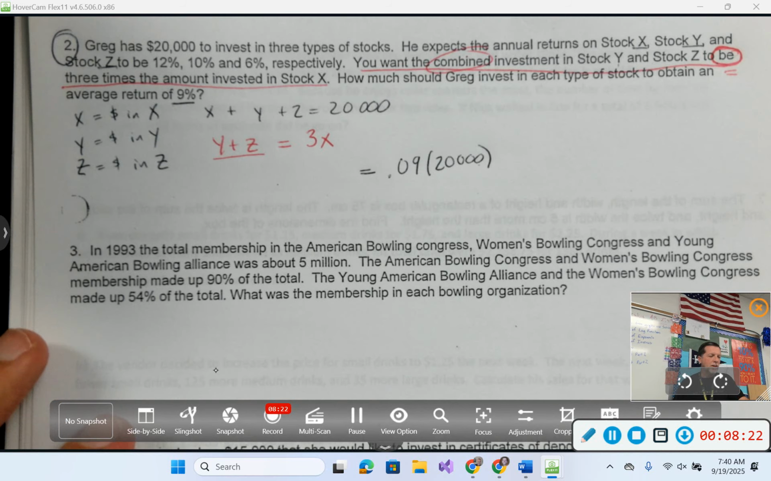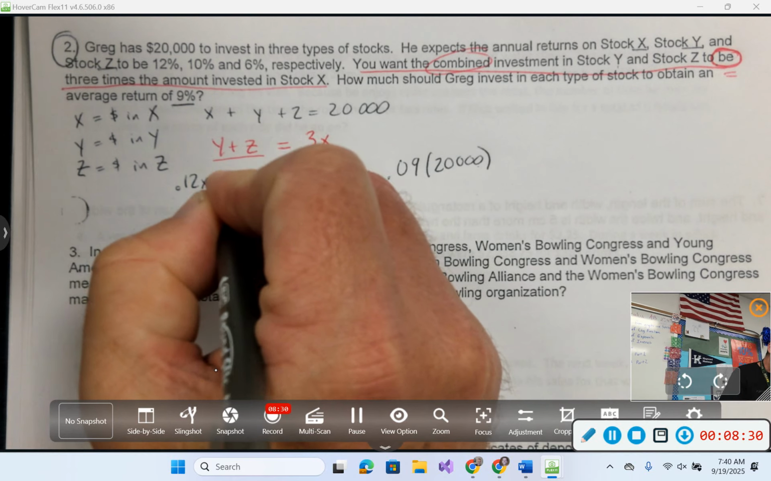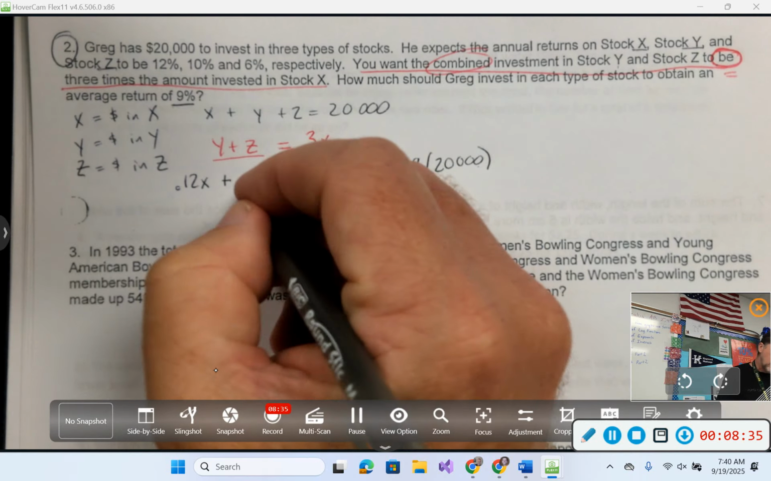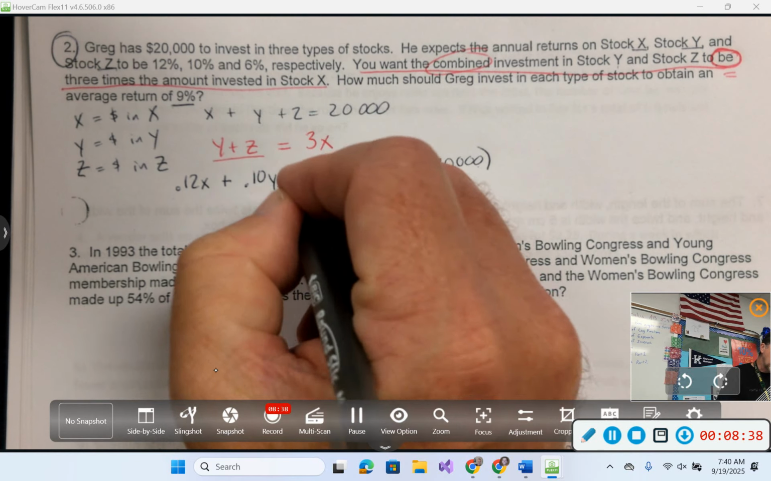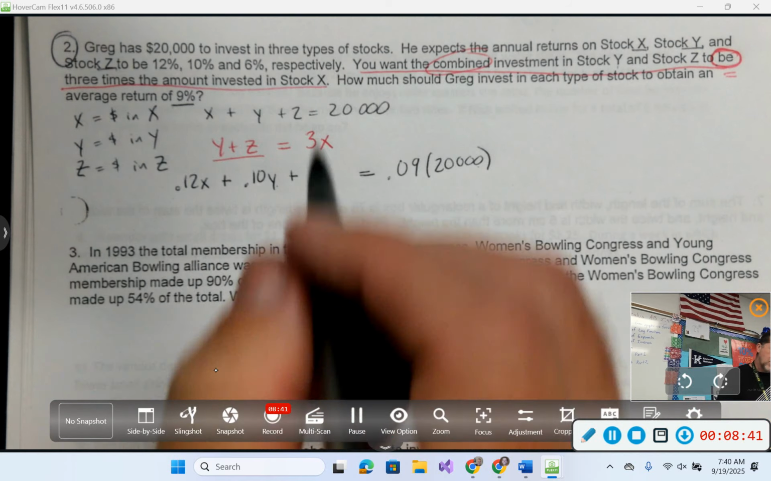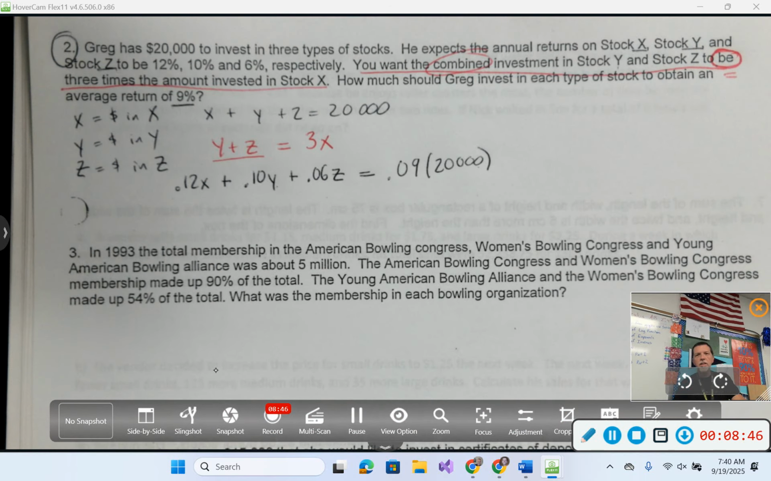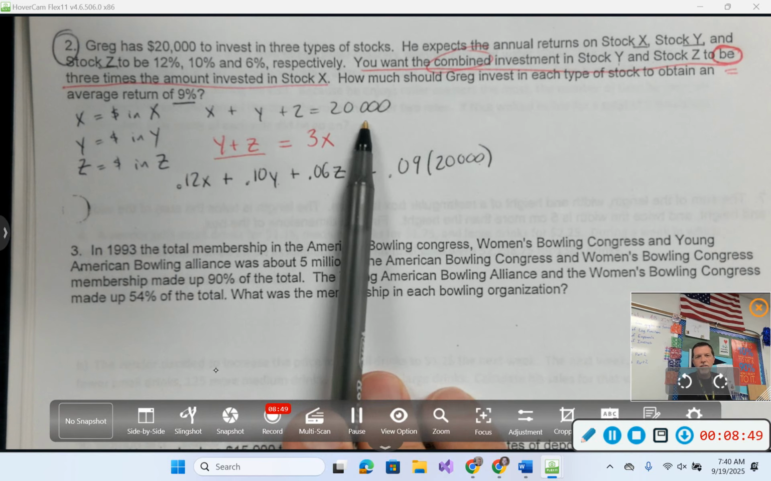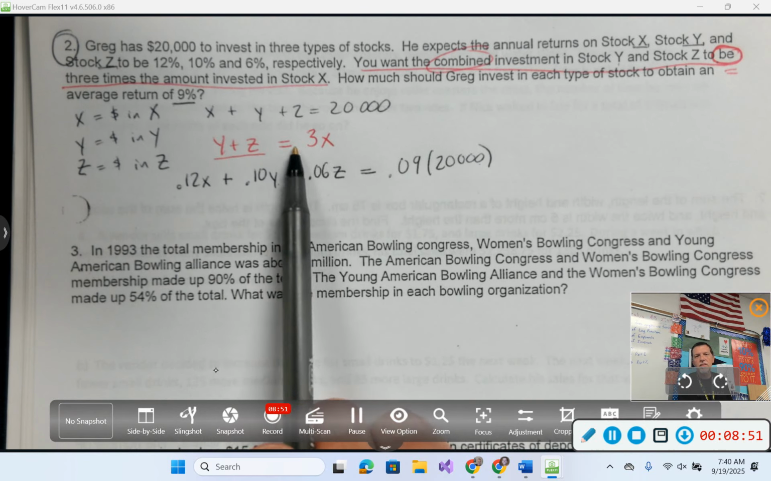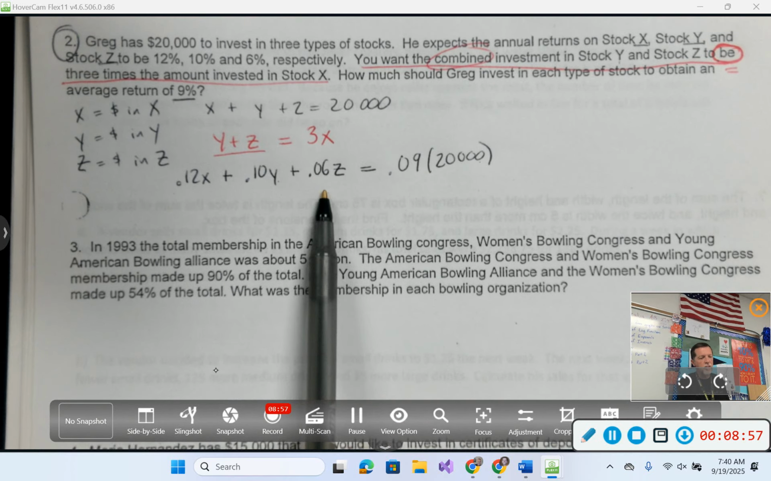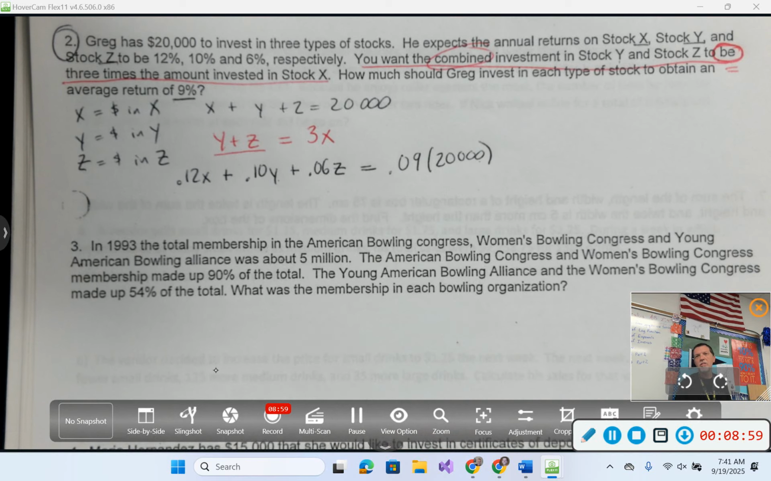How much is he going to make on X? What's his X percentage going to be? 12%, so 0.12x. What's his Y percentage going to be? 0.10y or 0.1y, either way. And his Z percentage? 0.06. So the 3 amounts add up to $20,000. Y plus Z is 3 times whatever X is. And then 12% of X, 10% of Y, 6% of Z is going to make 9% of the total.